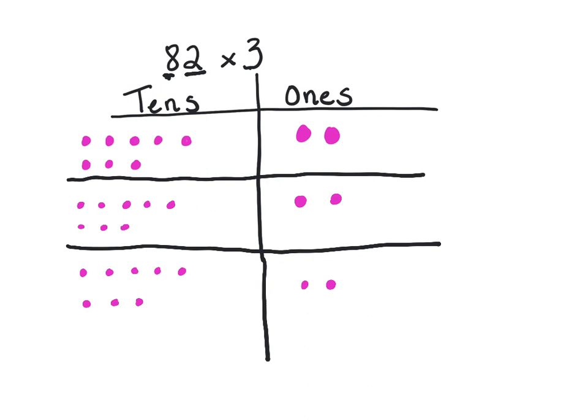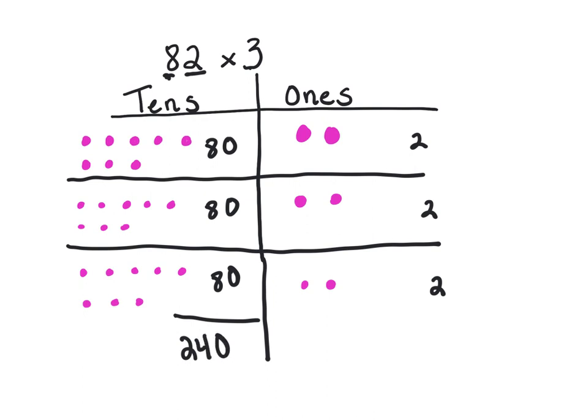So how many tens do we have here? This is equal to 8. Oops. This is 80. This is 80. And this is 80. How many ones? We have 2, 2, and 2. So now this is another way. So 3 times 80, over here you have 240.